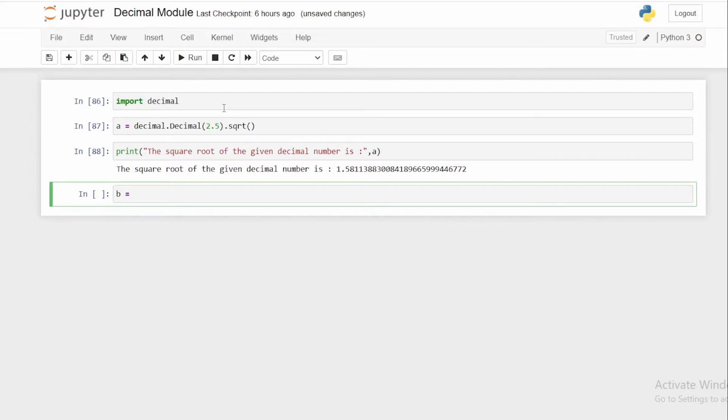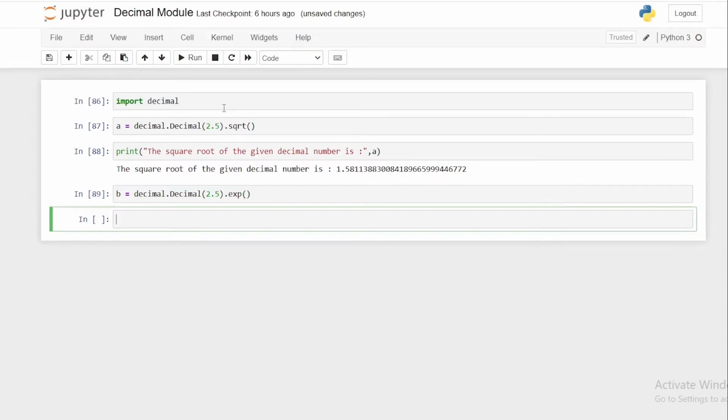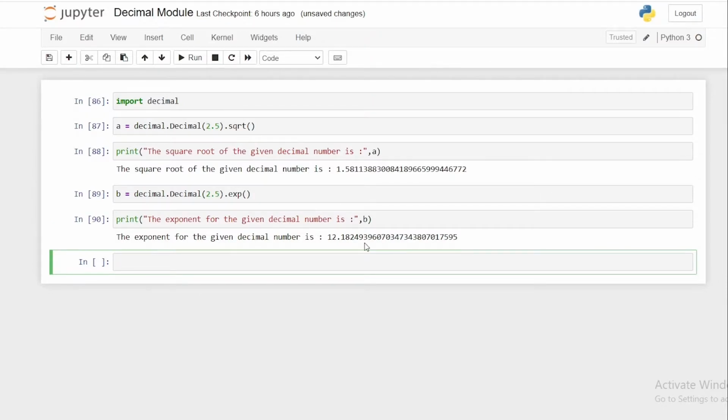Next we are going to find the exponent of the given function. This function returns the exponent of the decimal. So we have b, which is nothing but decimal dot decimal. The same decimal, we're going to take it as 2.5, and we're just going to use the dot exp function, and we're going to print saying that the exponent for the given decimal number is, and we're going to say b. You can see that the exponent for the given decimal number is 12.1824, for the given decimal number, which is 2.5.